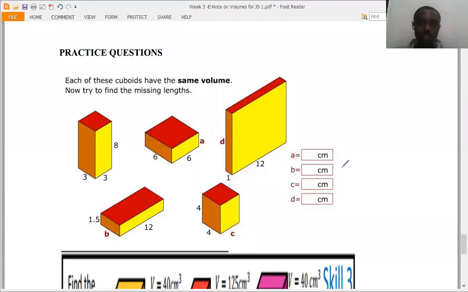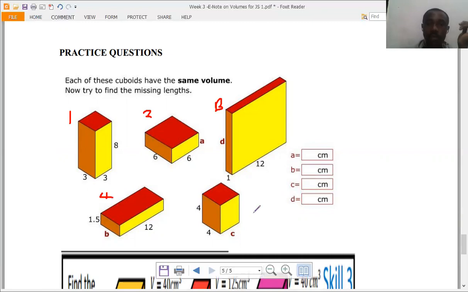You also do this with the cuboids in the assignments. Now, each of these cuboids has the same volume. Try to find the missing length. In the first shape, there is no length missing. Second, there is the height, A, find the height. Third, there is the height. D, find the height. The fourth, there is the breadth, B, solve for the breadth. And fifth, there is also the breadth, C, solve for it. So put in your answers in this box.